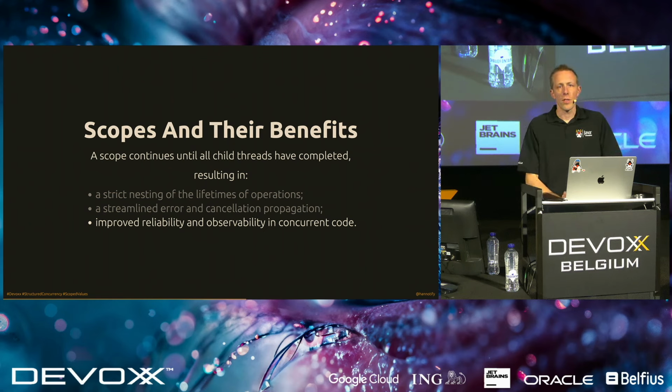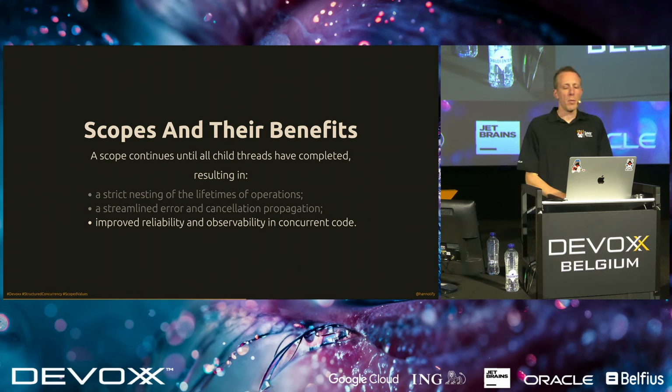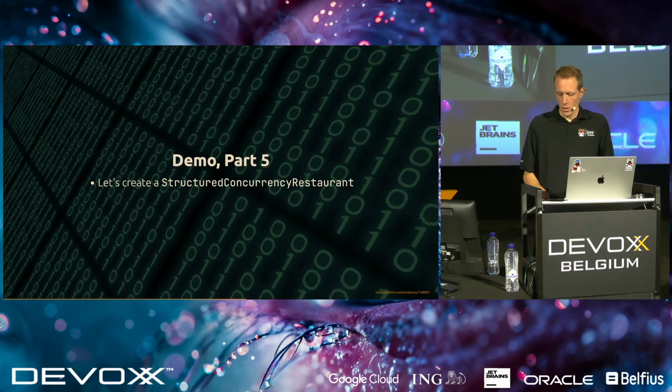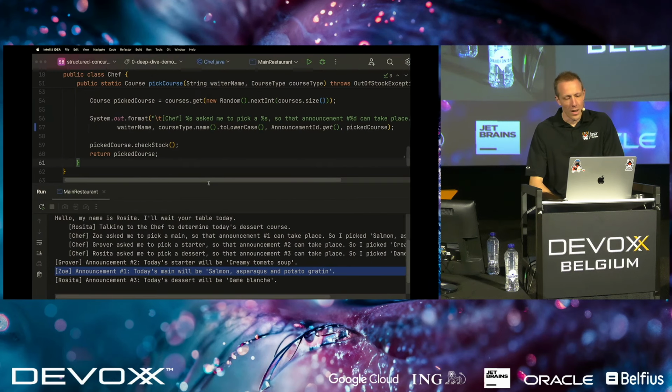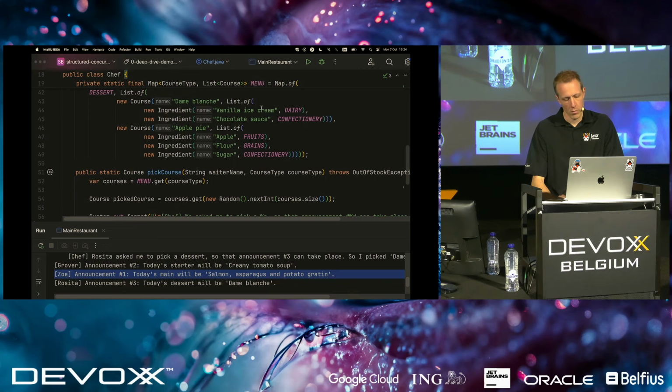If we summarize these concepts, we can conclude that if a task splits into concurrent subtasks, then they all return to the same place, namely the task's code block. And the best way to demo this, of course, is to see it in action. So let's create a structured concurrency restaurant, right? Because we didn't have enough restaurants already. But this is one of the more exciting ones, at least in my opinion.